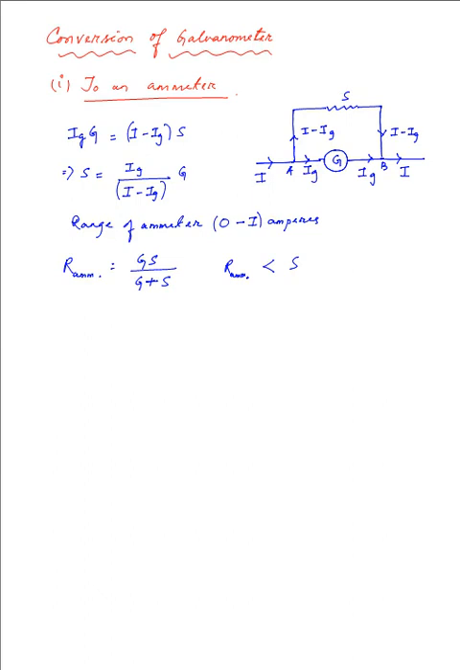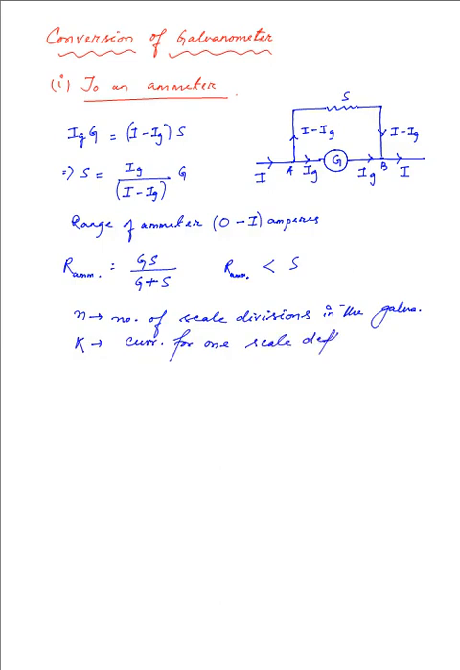Now if there are n number of scale divisions in the galvanometer, then with K being the current for one scale deflection in the galvanometer, we have the full scale deflection current for the galvanometer equal to Ig, that is equal to N times K.